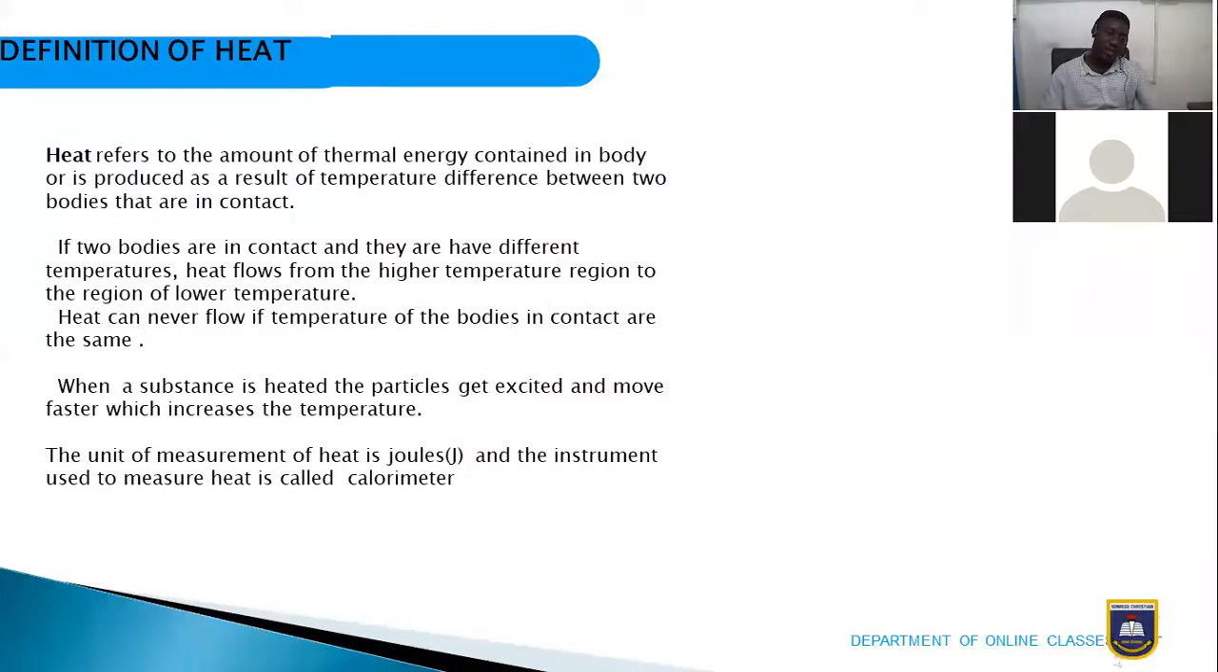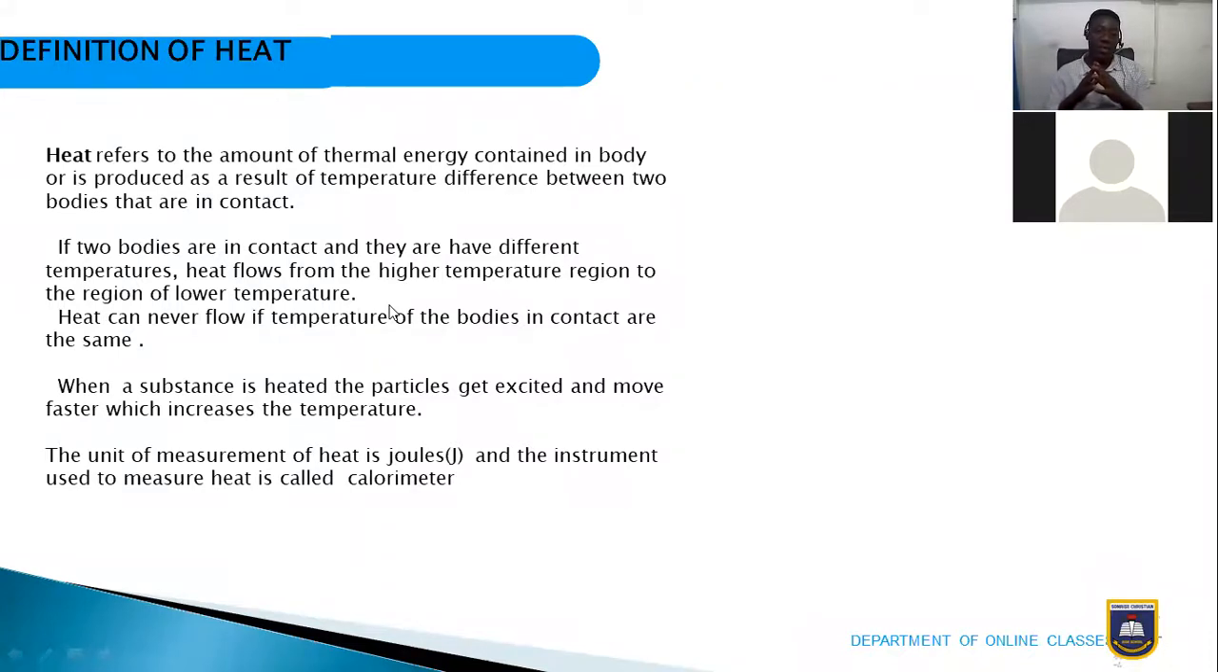Okay, so let me just read. If two bodies are in contact and they have different temperatures, heat flows from the higher temperature region to the region of lower temperature. That's what I was explaining. So heat always moves from a higher temperature region to a lower temperature region. Heat can never flow if temperature of the bodies in contact are the same. So if you have temperature of the two bodies which are the same, heat can never flow. So there must be difference in temperature for heat to flow.